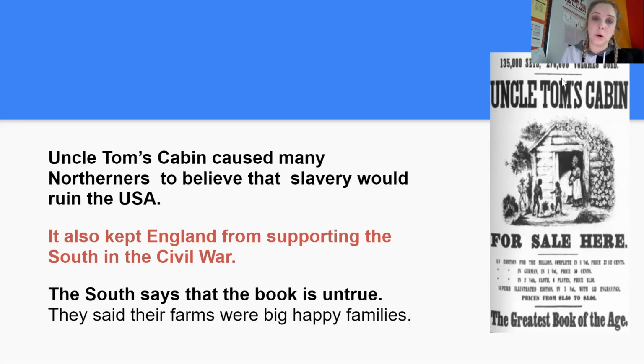Once this book comes out, England starts to withdraw their support in economically supporting the South. And that's huge. So they're going to lose a lot of economic profits from England because of this book. Of course, looking at different perspectives here, the South says this book is inaccurate, it's untrue, and that farms treated the slaves as family.